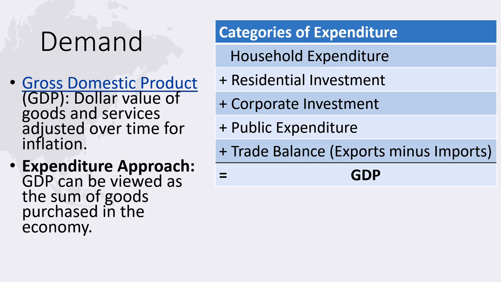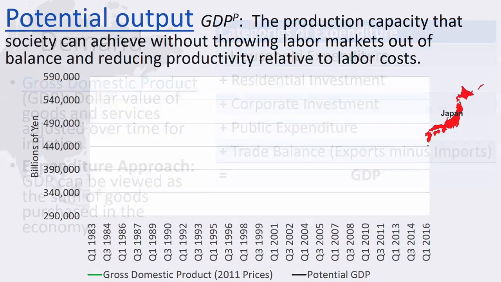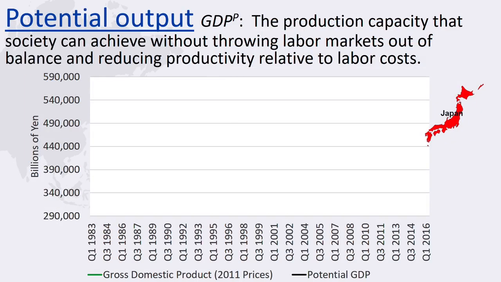The most popular method for calculating GDP is to survey different categories of buyers: the household sector, the business sector, and the public sector. Also included is demand from other countries, measured as the trade balance. Inflation depends on the pressure that demand puts on the available supply of goods. We measure long-term production capacity as potential output. This is typically defined as a production capacity that society can achieve without throwing labor markets out of balance and reducing productivity relative to labor costs.